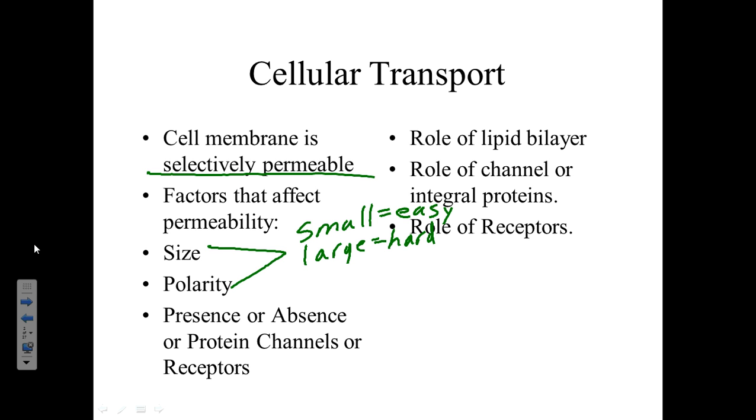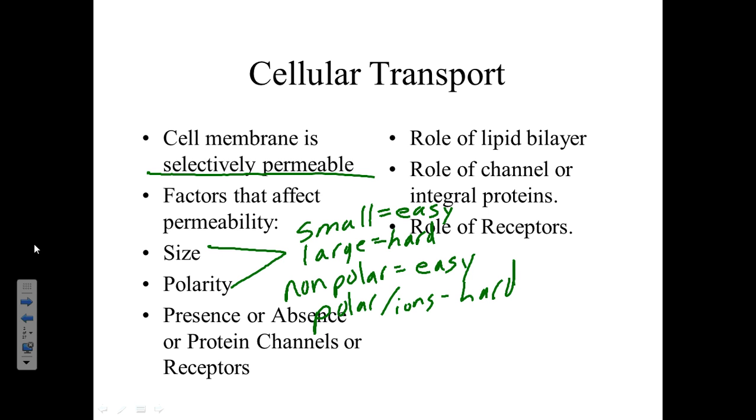All right. The second thing we looked at was polarity. If something is polar, what does that mean about it? It means it's charged. It's got a positive side and a negative side. Well, most of the cell membrane is non-polar. So what kinds of things can go through easy? Non-polar things, not charged. They can get through pretty easy. Things that are polar or ions, it's hard for them to get through.